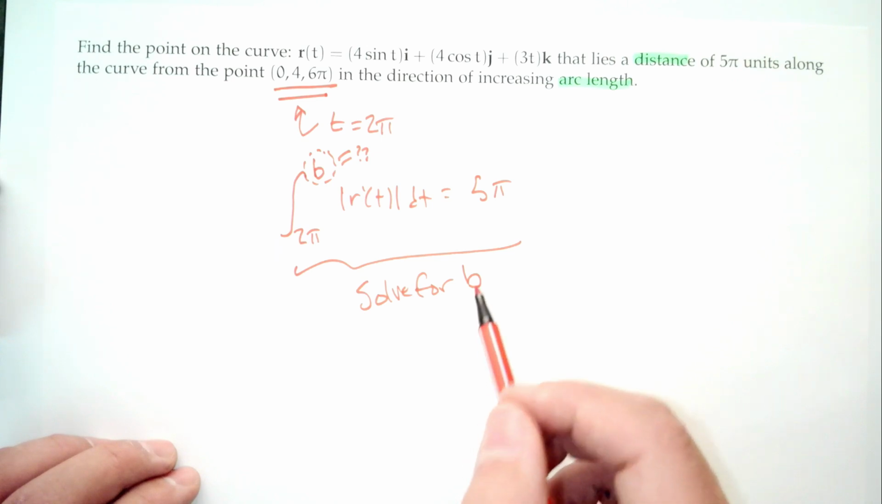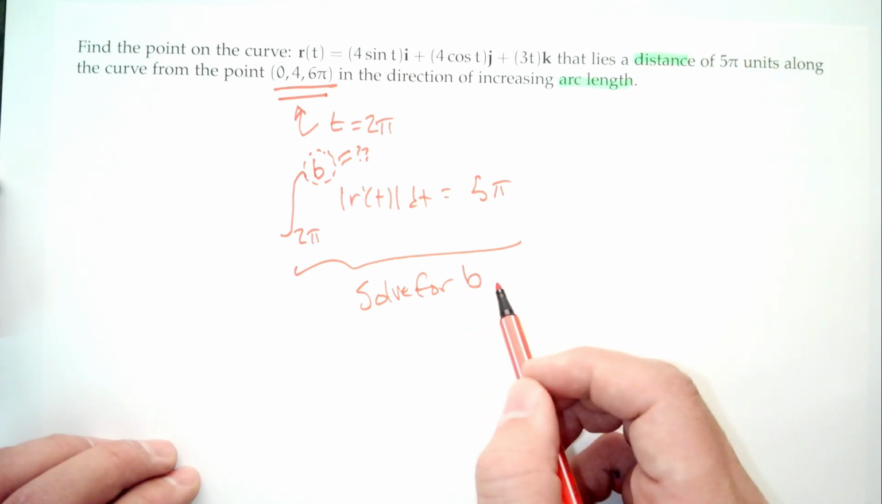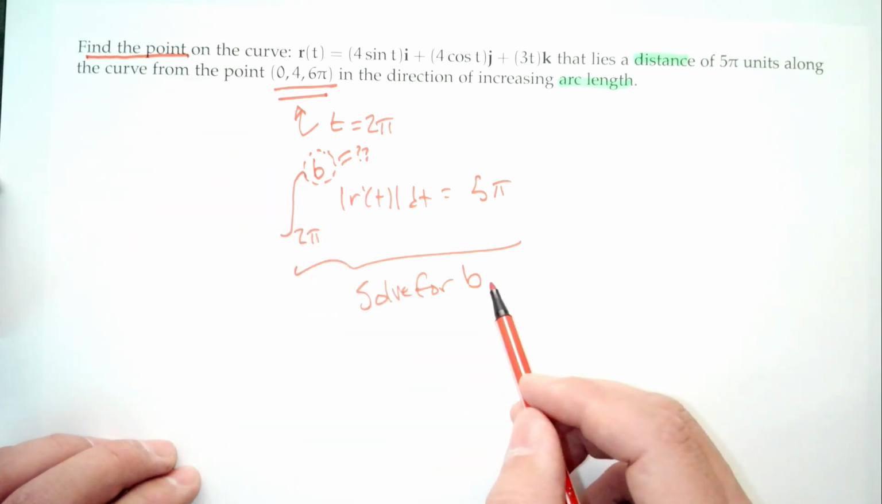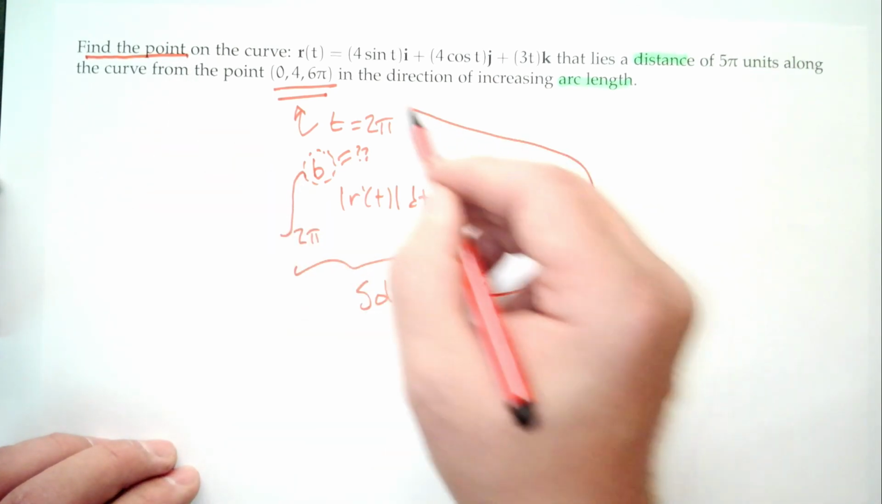Well, what do you have when you solve for b? b is a time. What do we want? We want a point. So what do you do? Plug it back in.